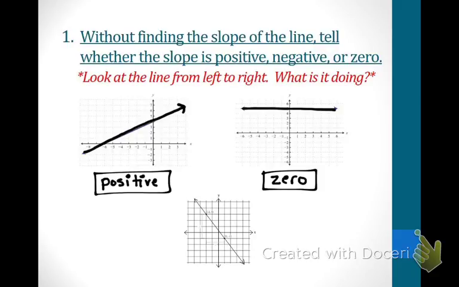The last one, look at it from left to right. I'm going to start right here, and I'm going this way. What direction is that going? Down. It's going down. So what is that, positive, negative, or zero? Negative. That is also negative. So then I'm going to know that I would have a negative slope. So it could be -3, -5, -1/2. But no matter what, that slope is going to be negative because it's going down.